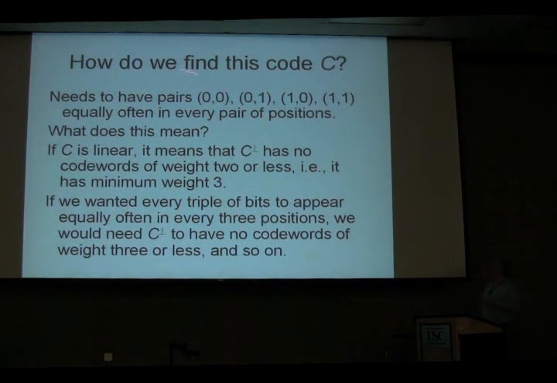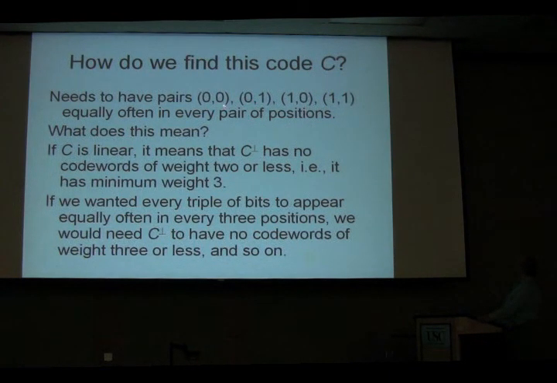So how do we find this code C? What do these conditions really mean? Well, if C is linear, you will have pairs 00, 01, 10, and 11 equally often in every pair of positions exactly if the dual code to C has no code words of weight 2 or less, so it has minimum weight 3. Why is that? Well, just because of linearity, if you get any subset of these, you'll get all of them equally often, and they'll form a subspace.